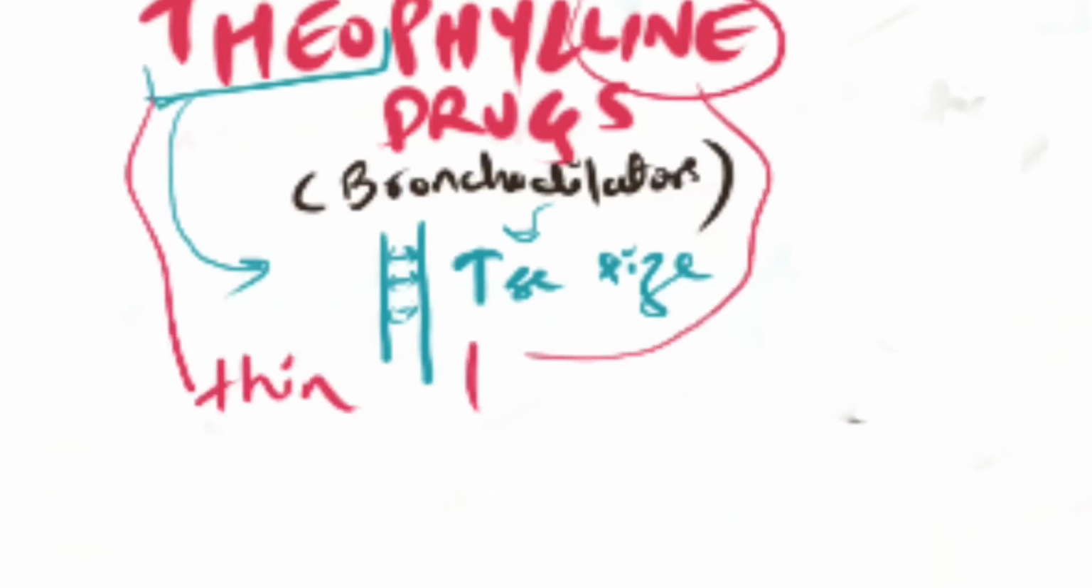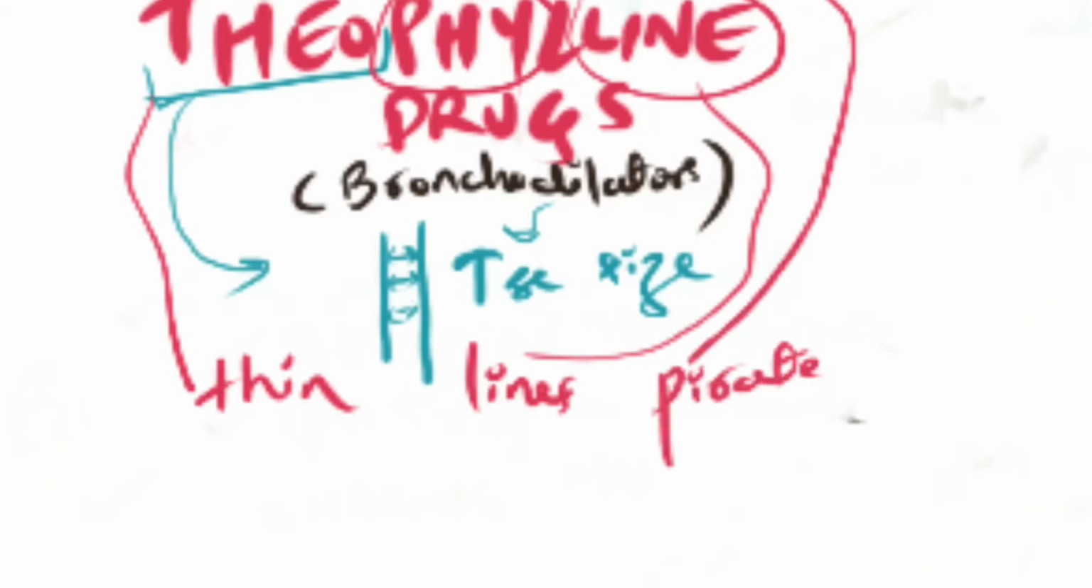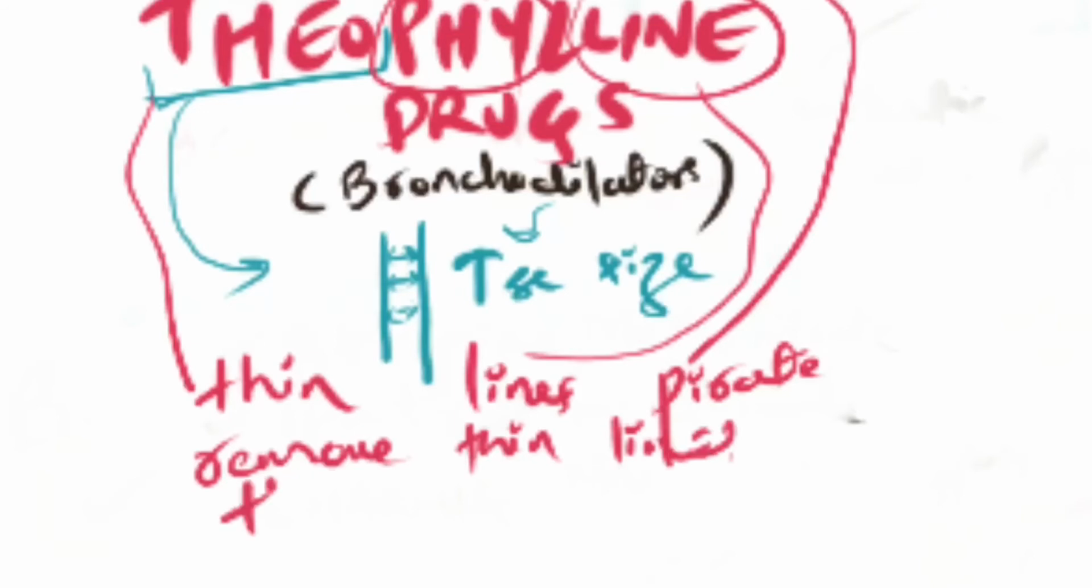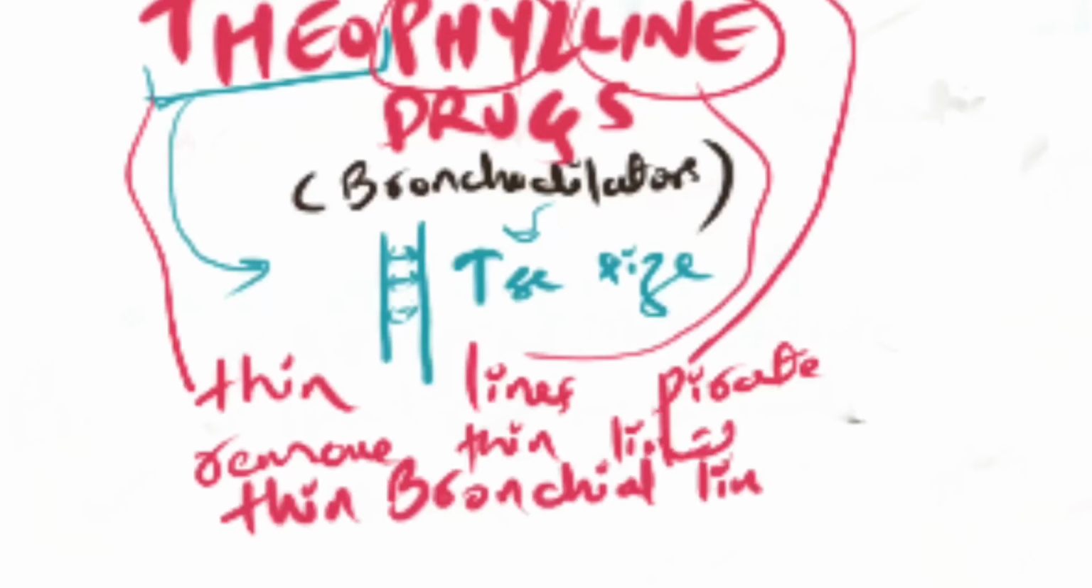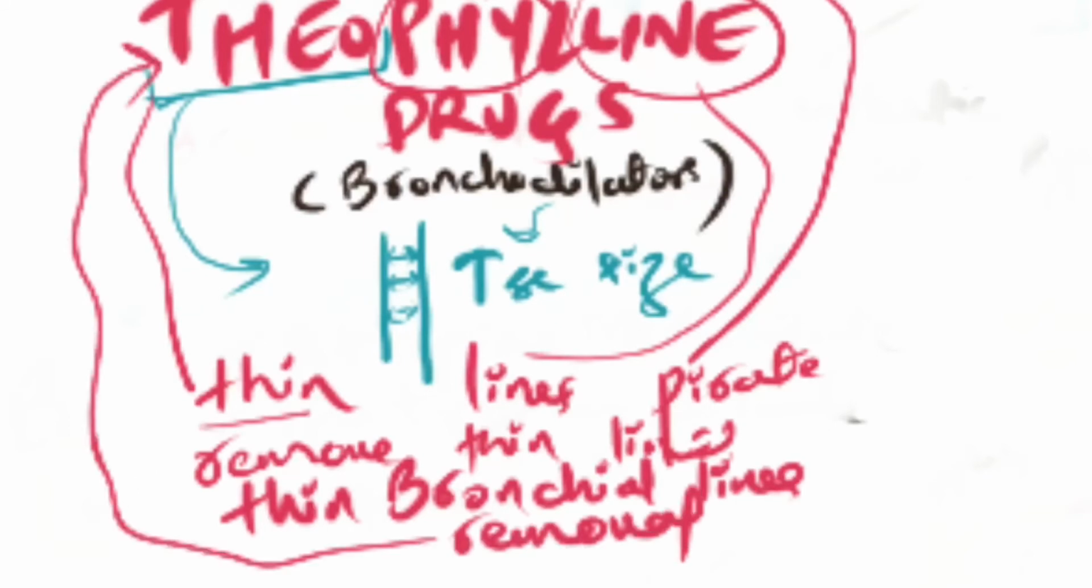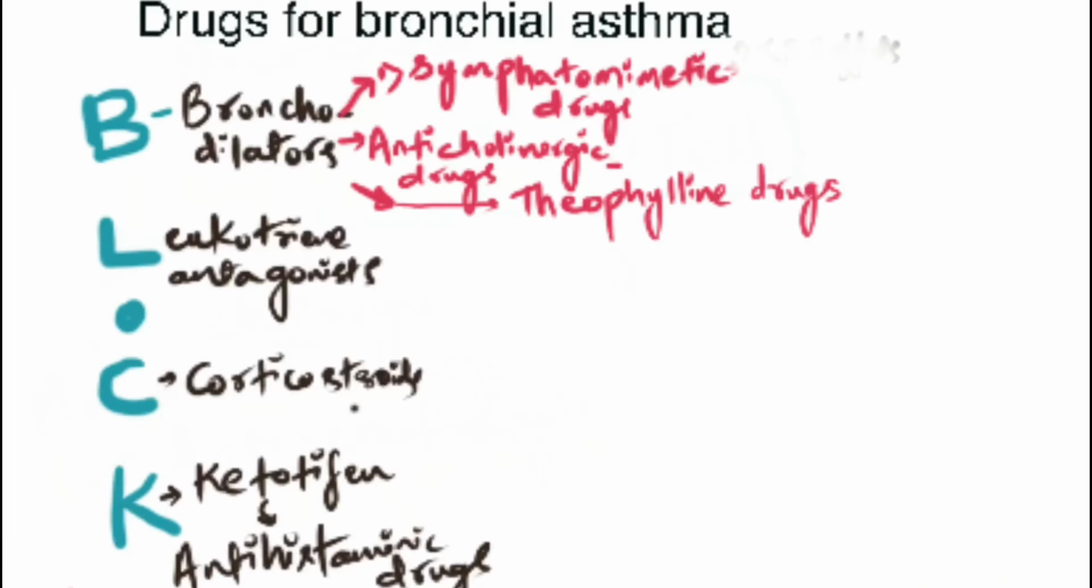From theo we have thin, from line we have lines, and from phylline remember fillet. So let's fillet the thin lines. Let's remove the thin lines and increase the size and make it thicker so that air can flow in. In this way you can remember theophylline. Thin lines are filleted. So theophylline drugs come under bronchodilators. For bronchodilator drugs, we have sympathomimetic, anticholinergic and theophylline drugs.